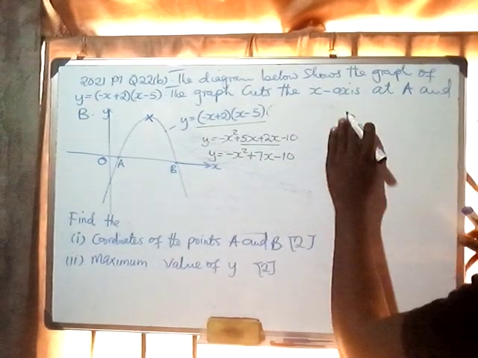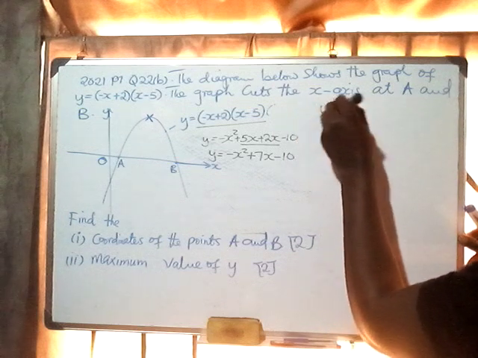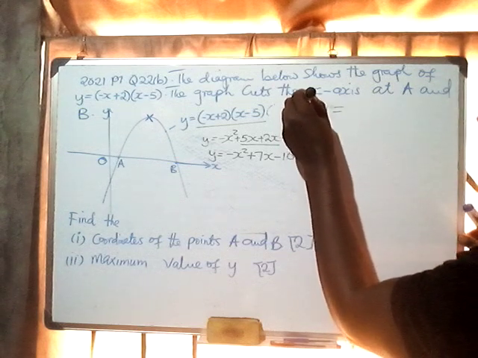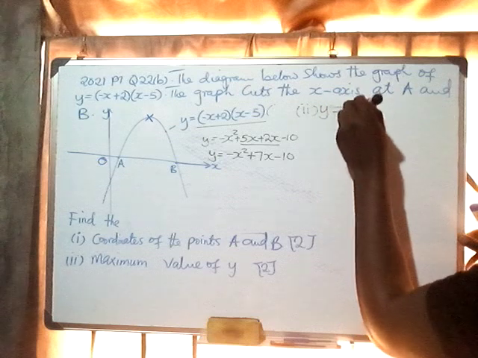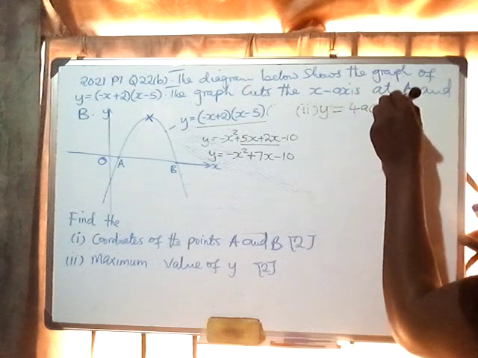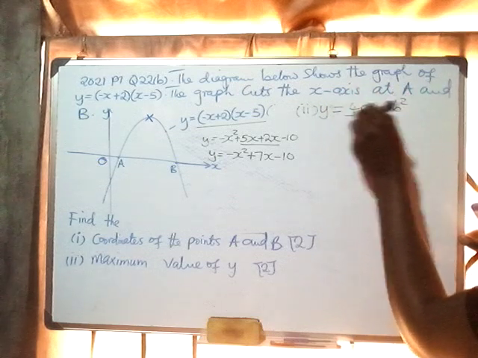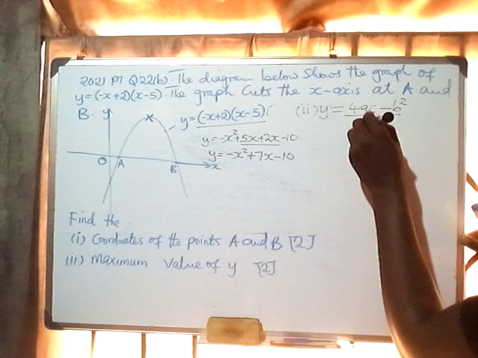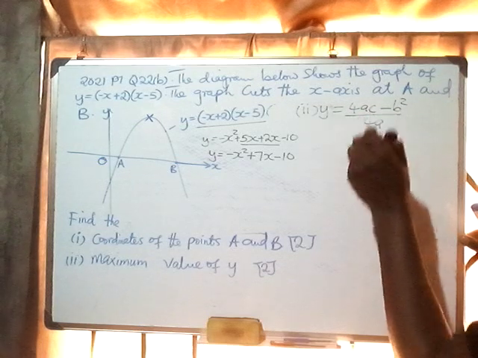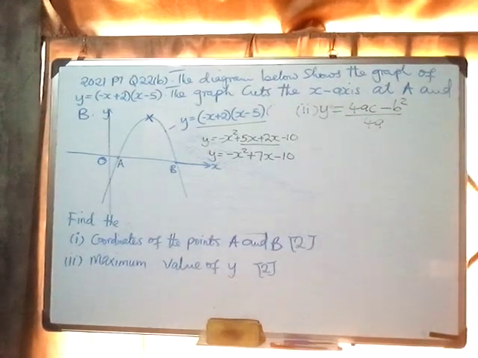Okay, let us just go direct. The maximum will be found by using the formula (4ac minus b squared) over 4a. That is the formula we have to use to find the maximum of the turning point.